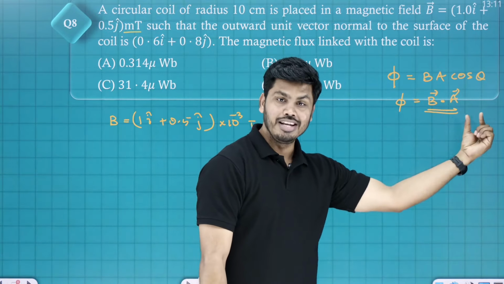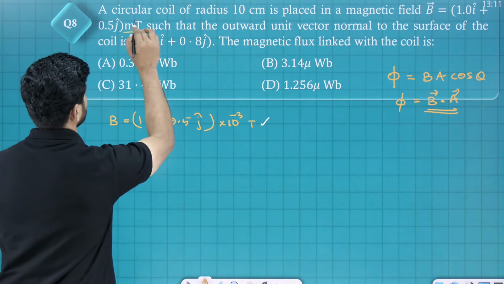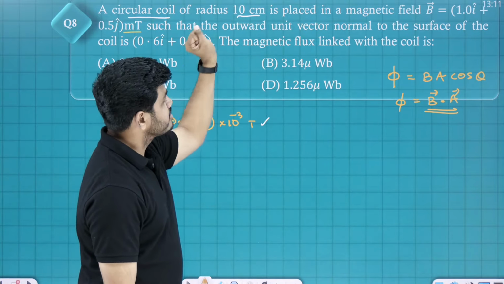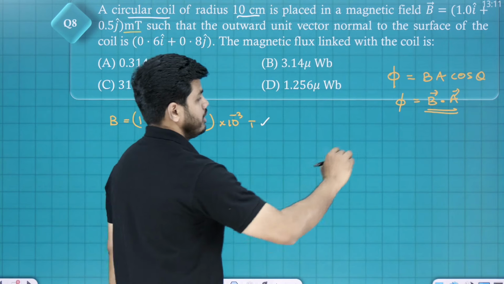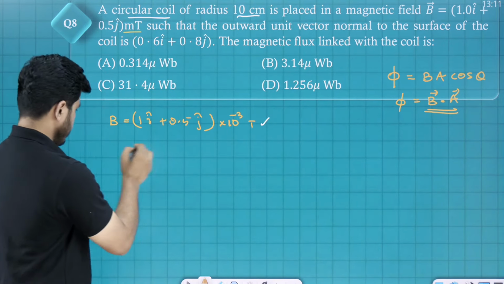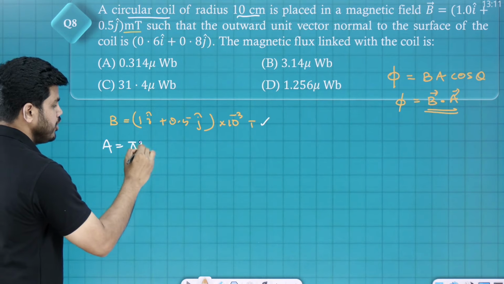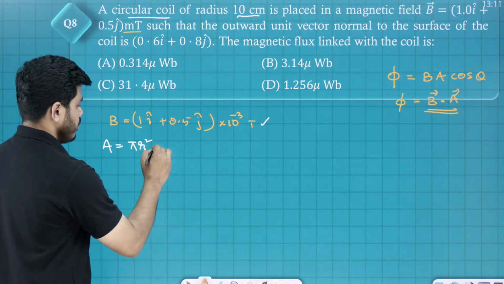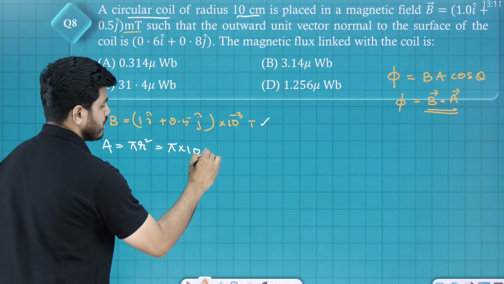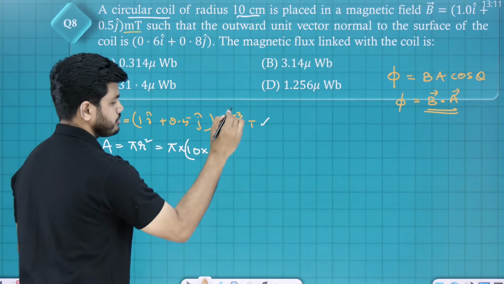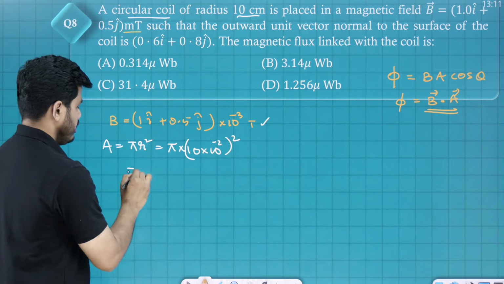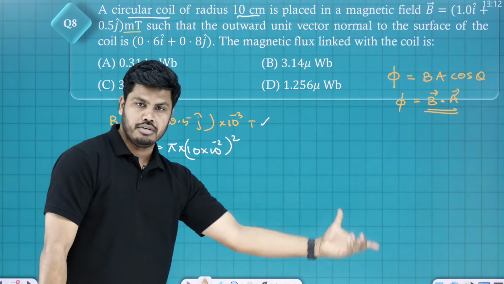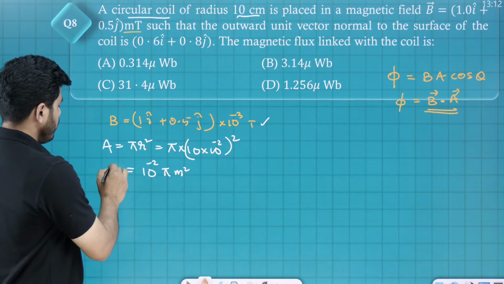That's okay. We have to find the area now. What is the coil given? It is a circular coil of radius 10 centimeters. Radius is given, so you have to find the area. Area of the loop is going to be pi r square. The radius is 10 centimeter, so pi into 10 raised to minus 2, converted to meters, the whole square. So we get 10 raised to minus 2 times pi, that is meter square. We'll keep that pi there, and simplify at the end. So here we get the area of the loop.